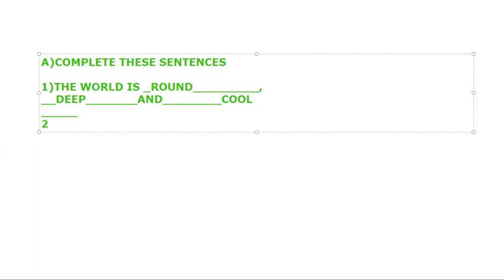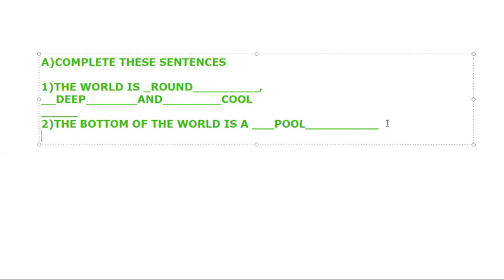Number 2. The bottom of the world is a what? Dash. The bottom of the world is a pool. Pool means a water body. Clear? Let me go to number 3.